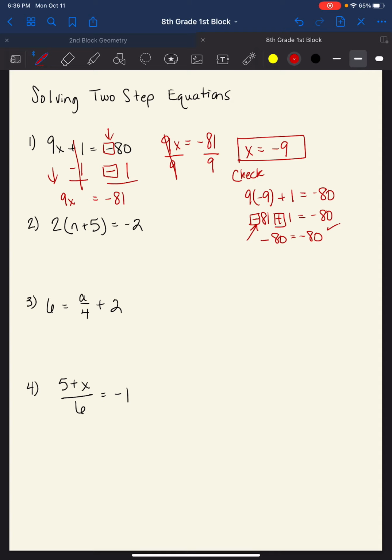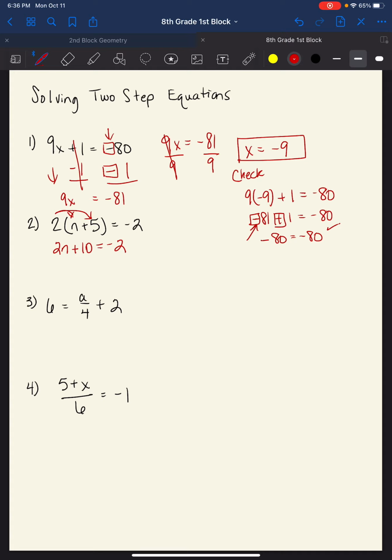Now, I'm going to move on to number 2. All right, so distributive property. Anytime you see the parentheses with two terms inside that parentheses and a number on the outside, you must multiply the 2 times everything in parentheses. So that is 2 times n, which is 2n. 2 times a positive 5, which is plus 10. And then that's equal to negative 2.